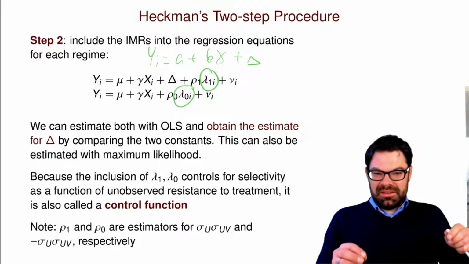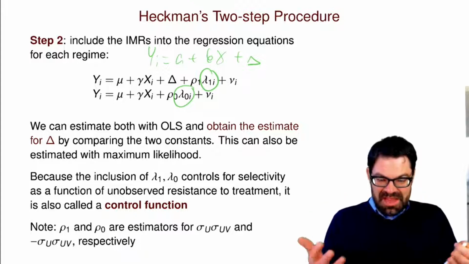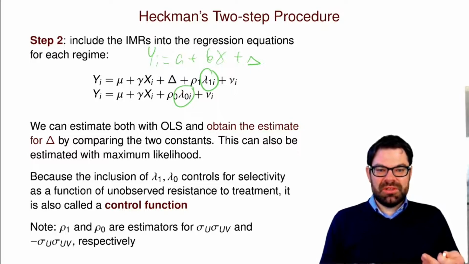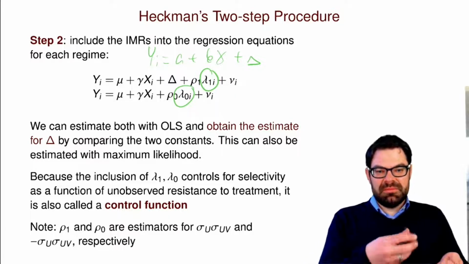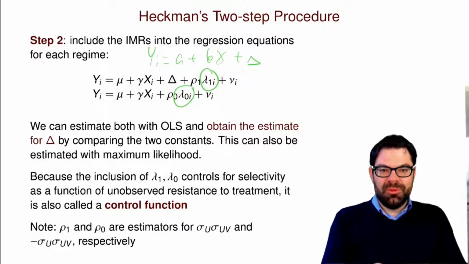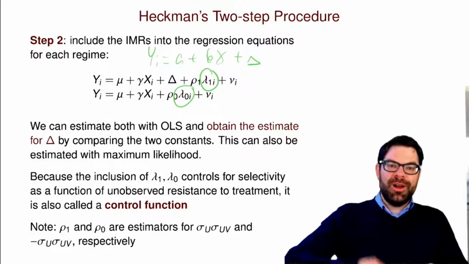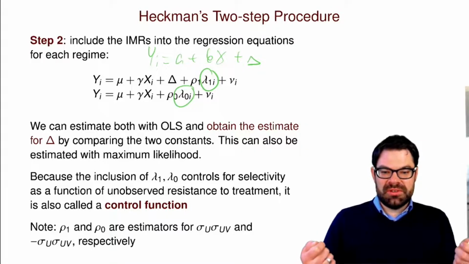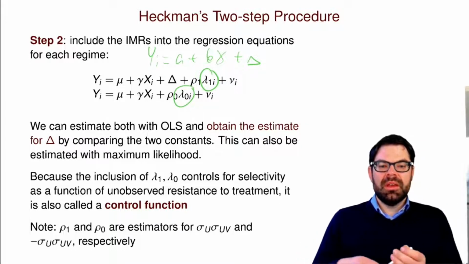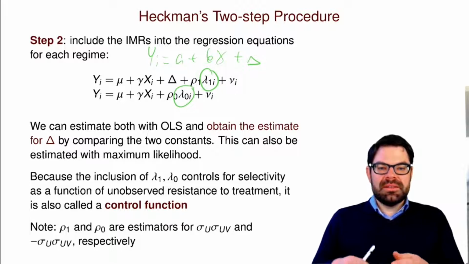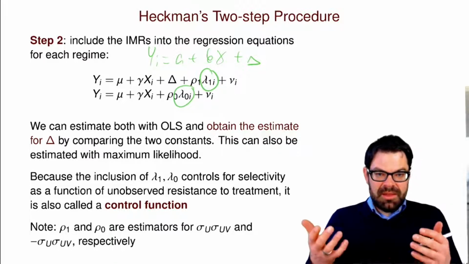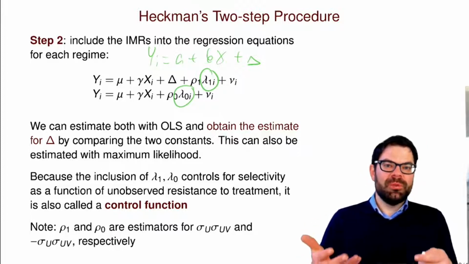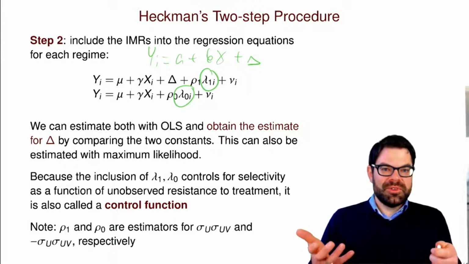This type of approach also is called a control function approach. And so we include, in an otherwise standard regression model, a control function that controls for unobserved selectivity, unobserved selection into treatment. And that's a very important step towards solving the problem of selection bias.